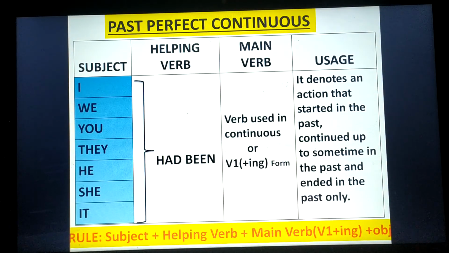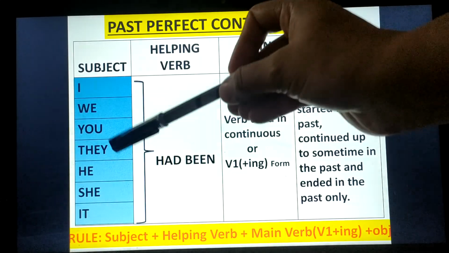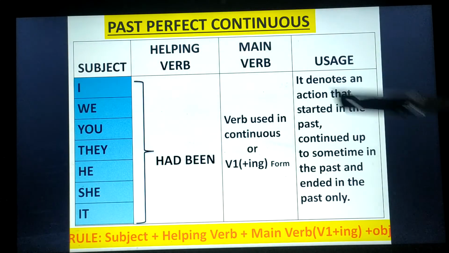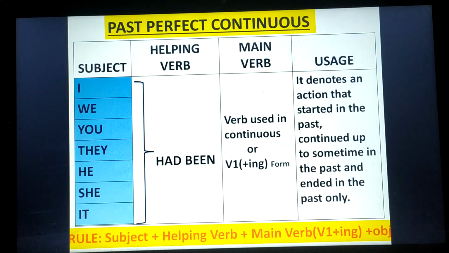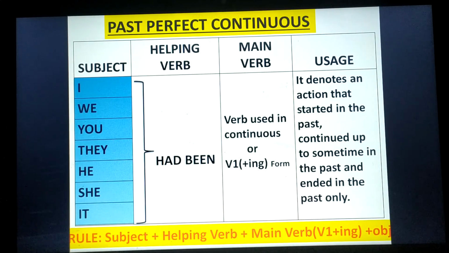Now let's move toward past perfect continuous. If you look at past perfect continuous, you can see here first of all its uses. We use it to show an action that started in the past, continued up to some time in the past, and ended in the past only, right? So first of all, we have to look for the subject: I, we, you, they, he, she, it, and the helping verb will be had been for all the subjects, right? And the main verb will be the first form of verb with ing, right?